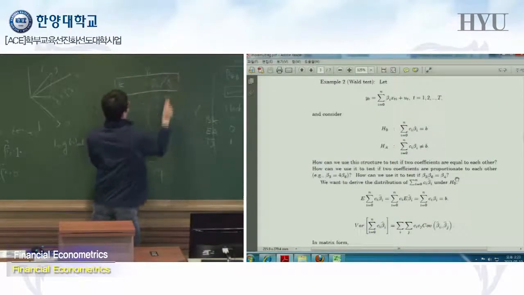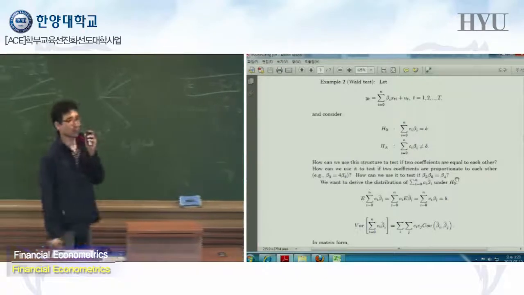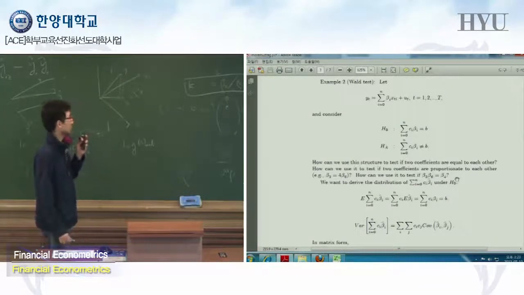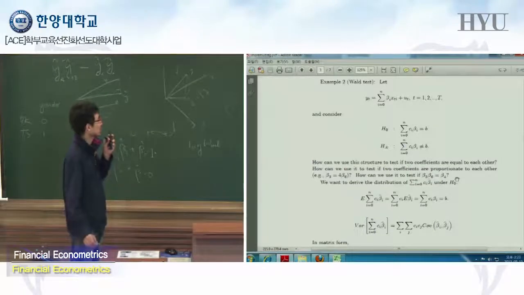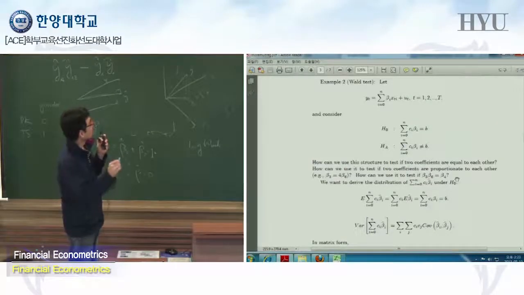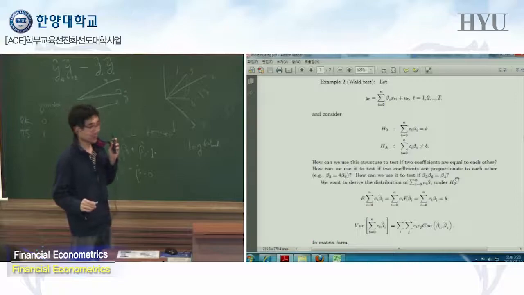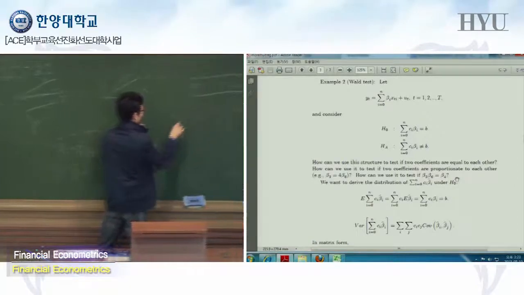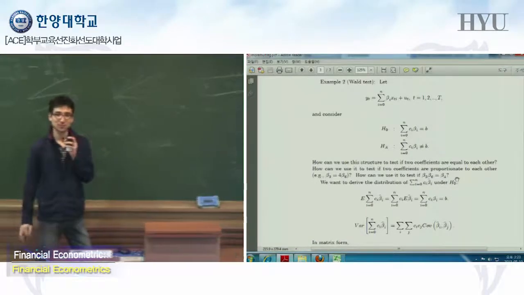So in this case, beta 2 and beta 1 have a proportional relationship. We can test this one with a Wald test. In this case, beta 1 times k minus beta 2 should be 0, so you can simply change this as k, right?